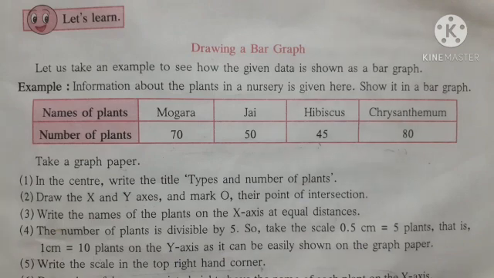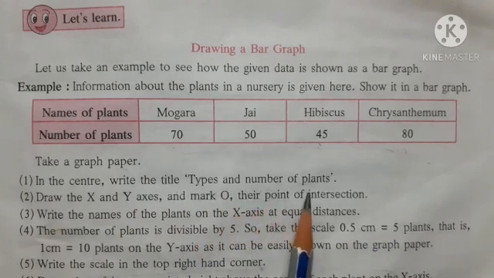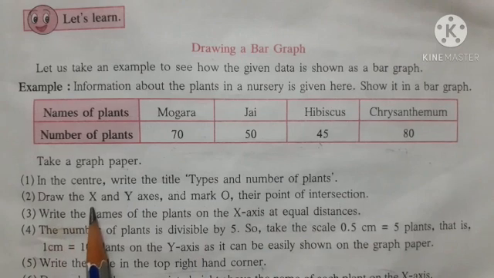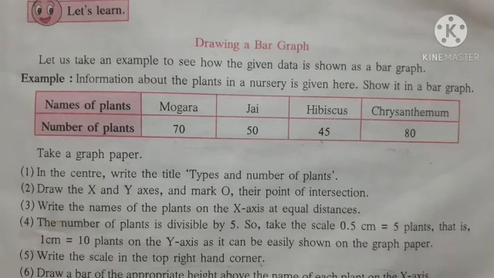Now our first requirement will be the graph paper. So we will take the graph paper. Next, our first step will be to write the title, types and number of plants in the center. Then we will draw the X and Y axis and mark O as their point of intersection. Then we will write the names of the plants on the X axis at equal distances.